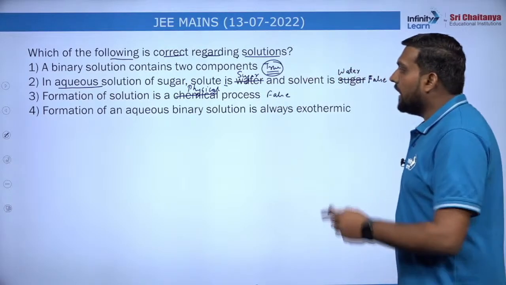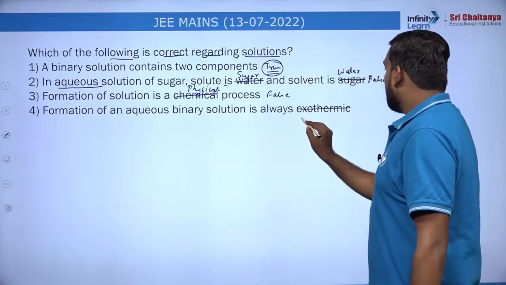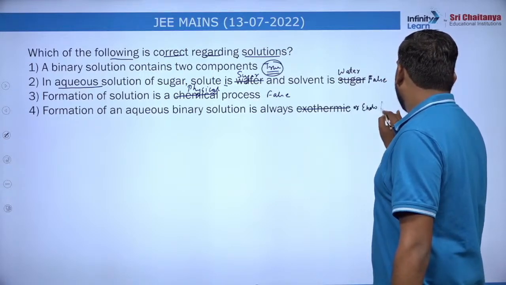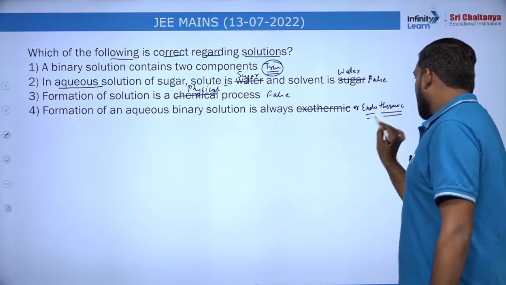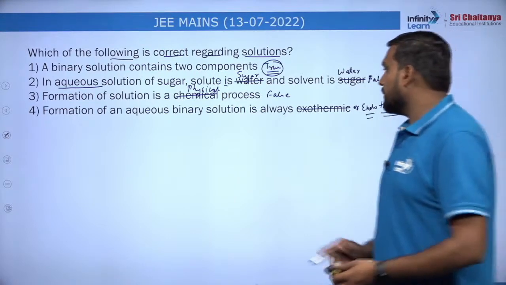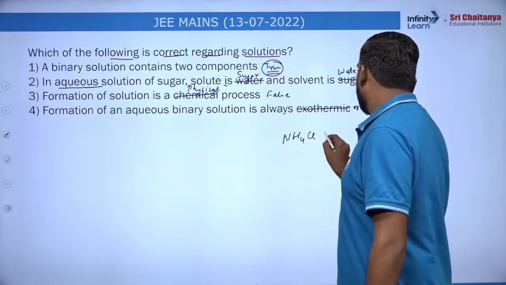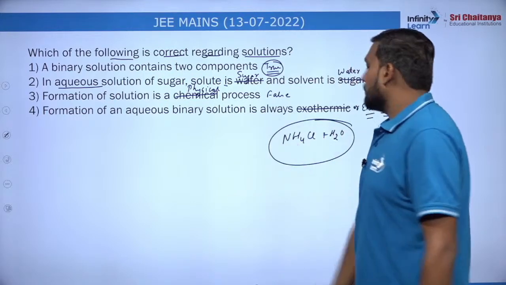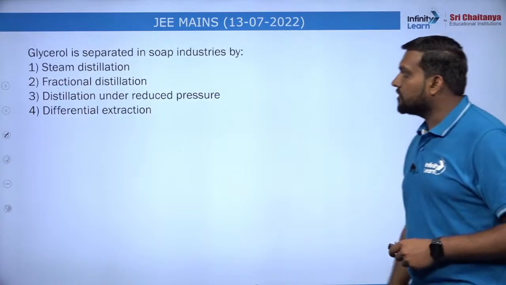Formation of an aqueous binary solution is always exothermic. No, it can be anything, exothermic or endothermic. Both of them are correct, there is no doubt in that. Any example of endothermic? Yes, I am going to give you an example. Ammonium chloride when mixed with water is an endothermic solution formation. So remember, it can be both exothermic or endothermic. Okay, moving to the next question.